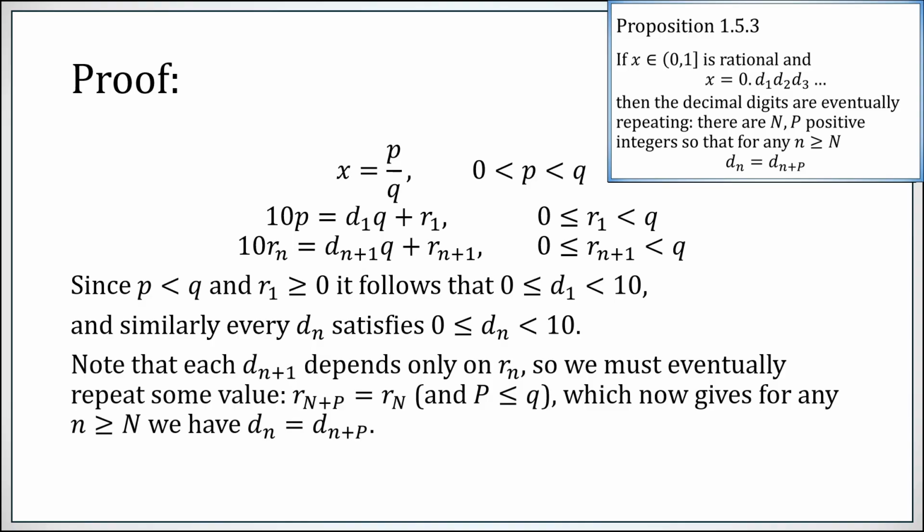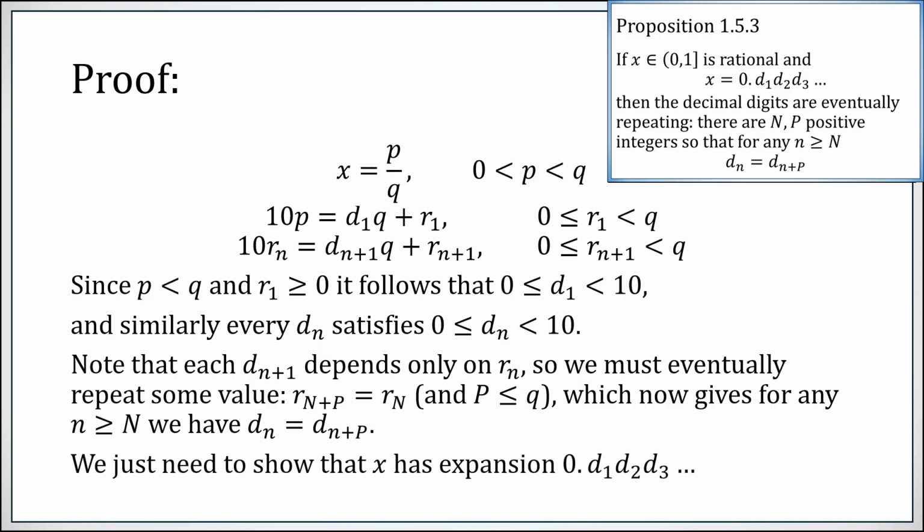Note also that d(n+1) depends only on rn. Now rn is between 0 and q at every step. So how many choices of integers are there between 0 and q, including 0 and not including q? There's only q of them. These have to be integers, and there's only a finite list of choices, so at some point you're going to repeat a choice. But since the digit only depends on r, and eventually the r's repeat, the digits must eventually repeat.